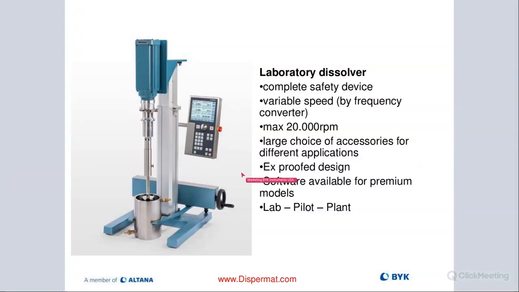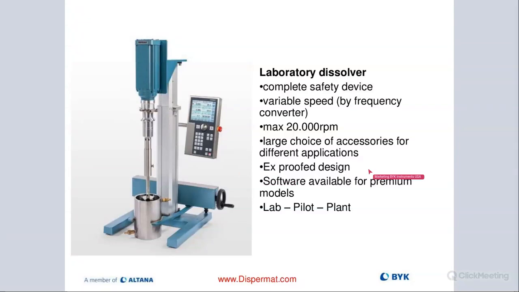The H1 and H2 are standard with our laboratory dissolvers, with the new CV3 Evo series, and also our CN model and AE flagship model that you can see right there. Depending on the size, we can go all the way up to about 20,000 RPMs.